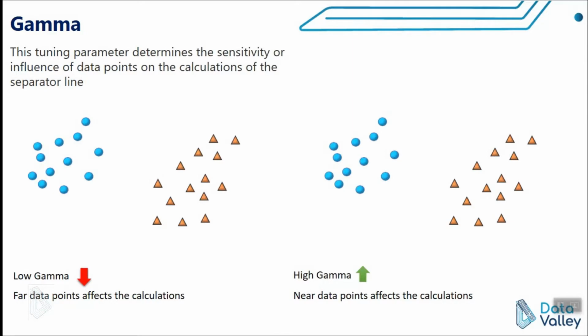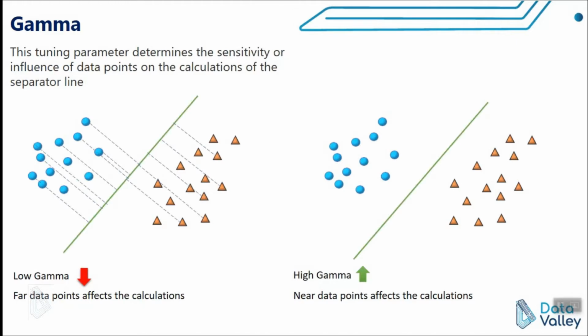Gamma is another important hyperparameter that can control the data points that contribute in the selection of this hyperplane. For low gamma, we are letting the farthest points contribute in our selection of this hyperplane. You can see that the farthest points here are contributing more. Unlike high gamma, where we are letting the closest points contribute more in the selection of this hyperplane or separation line.